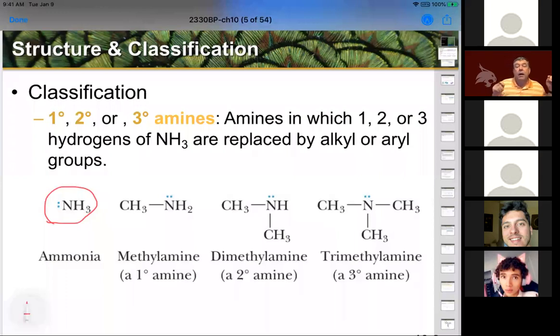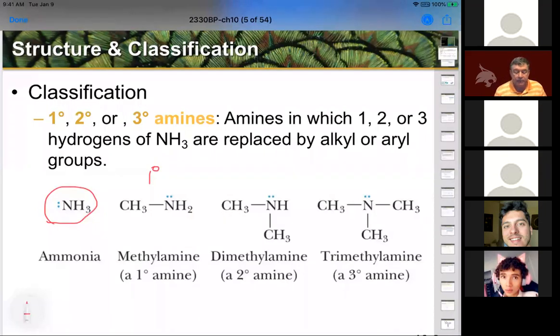Now, unlike alcohols, where we classify the alcohol as primary, secondary, and tertiary based on the number of carbons attached to the carbon the alcohol is attached to, we're actually going to do it backwards. In this case, we're looking at the number of carbons actually attached to nitrogen. Okay, so that means that if we had a primary amine, that means we only have one carbon attached to that nitrogen, and that means we have two hydrogens.